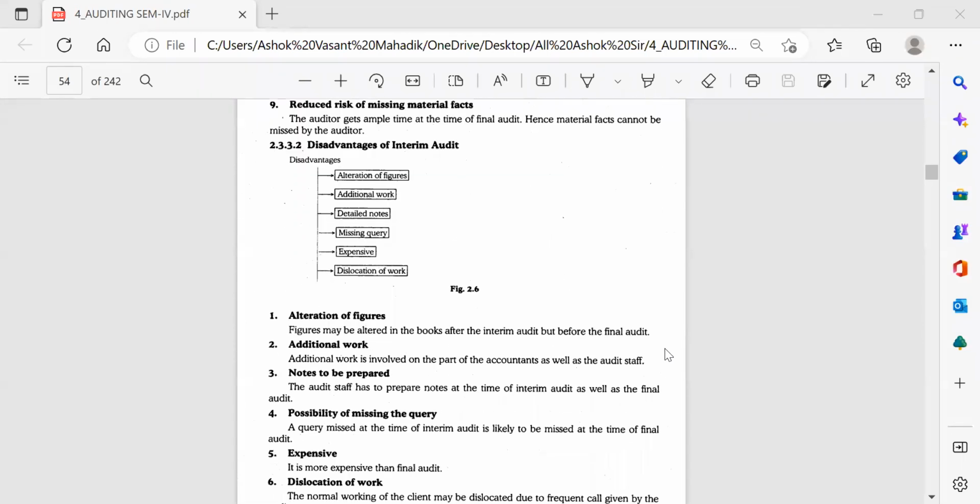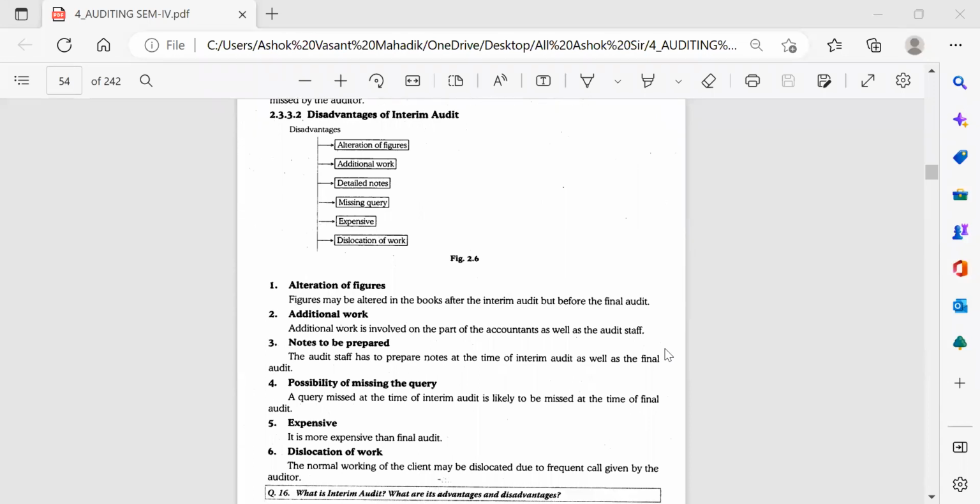Now, what are the disadvantages of interim audit, six monthly audit? Again, disadvantages of both the types, continuous and final audit, will be merged here. First one is that alteration of figures will be possible. Since the auditor has already completed the first half of the year, the account staff may realize that the auditor will not check this part again. So they will be encouraged that they can change a few figures in the first six months.